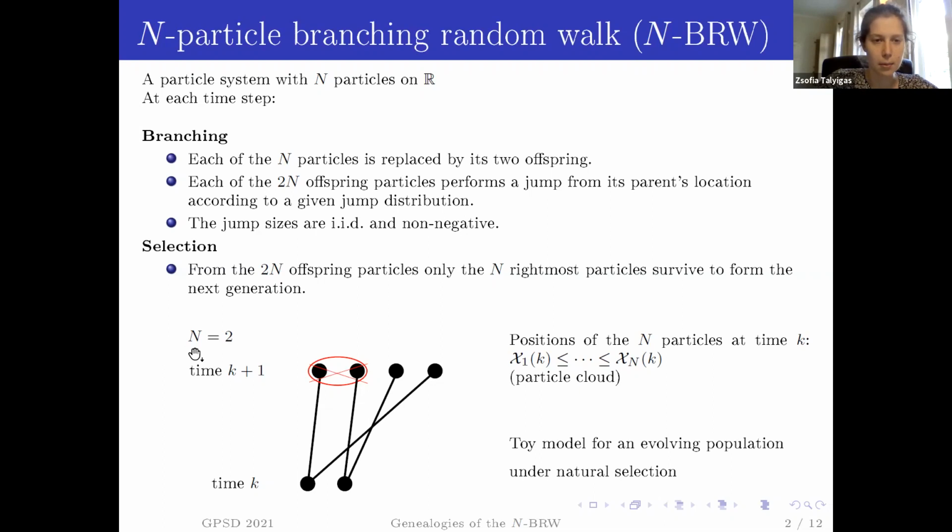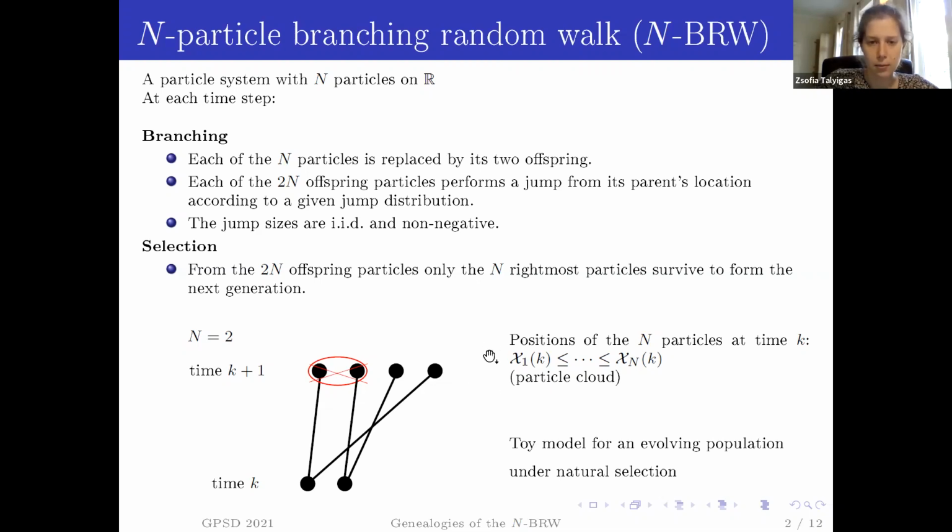So here's a little example with n equals 2. Let's say we've got these two particles at some time k, and then after a branching step, they have altogether 4 offspring particles. But with the red circle, I indicate that the two particles on the left don't survive the selection step, so only the two rightmost particles will be in the k plus first generation. Okay, so this is how the N-BRW works.